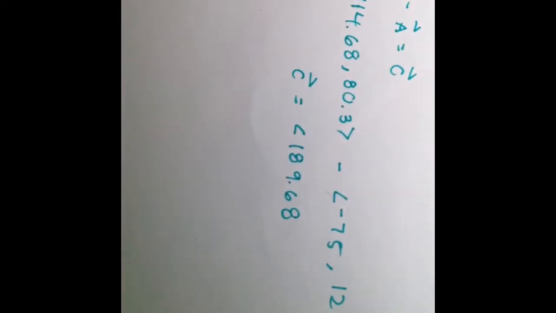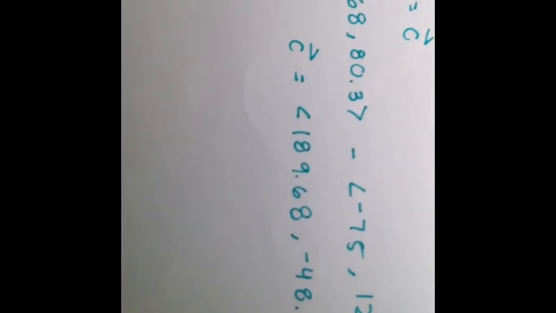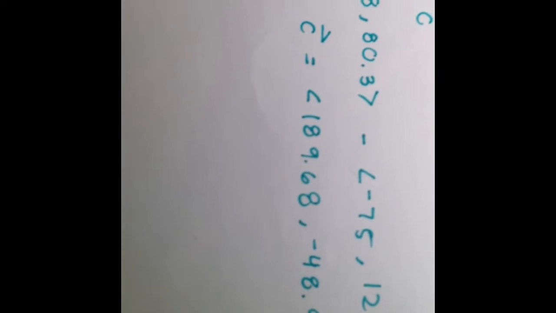So then you just do simple subtraction, and you subtract your x components and you subtract your y components, and that's not hard to do. And you end up with vector C equal to 189.68, or some rounded version of that, and negative 48.9. So there's your resultant vector, but they are actually asking for the magnitude and the direction, so what you're going to have to do is figure out what the magnitude of the vector is.